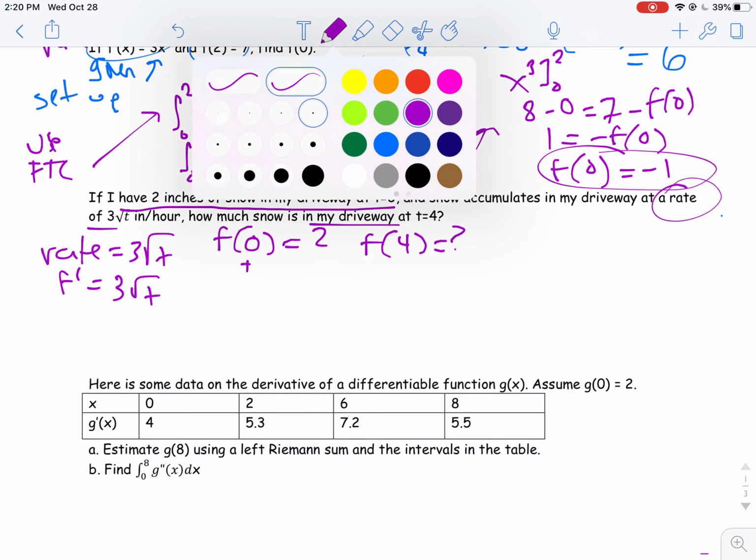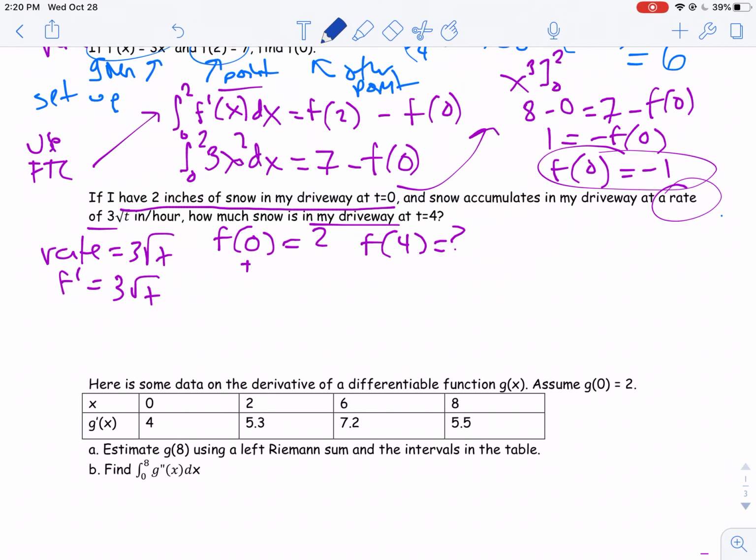All right, and the way you want to address this problem, again, is saying, okay, here's my a, here's my b. I have this rate, this is my f prime. So if I integrate from 0 to 4 of that f prime, I'm going to get f of 4 minus f of 0. So what is the integral 0 to 4? That's the integral 0 to 4 of 3t to the 1/2.